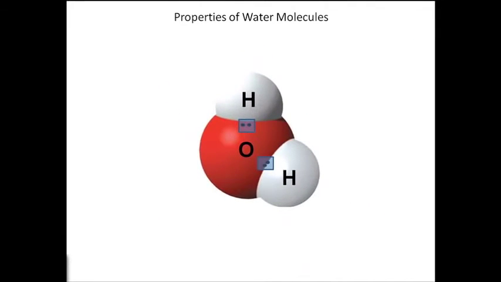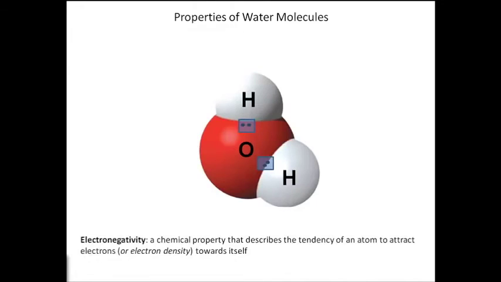There is a principle involved in chemical bonding called electronegativity. This is a chemical property that describes the tendency of an atom to attract electrons, or electron density, toward itself. The more electronegative an atom is, the more it attracts electrons toward it.